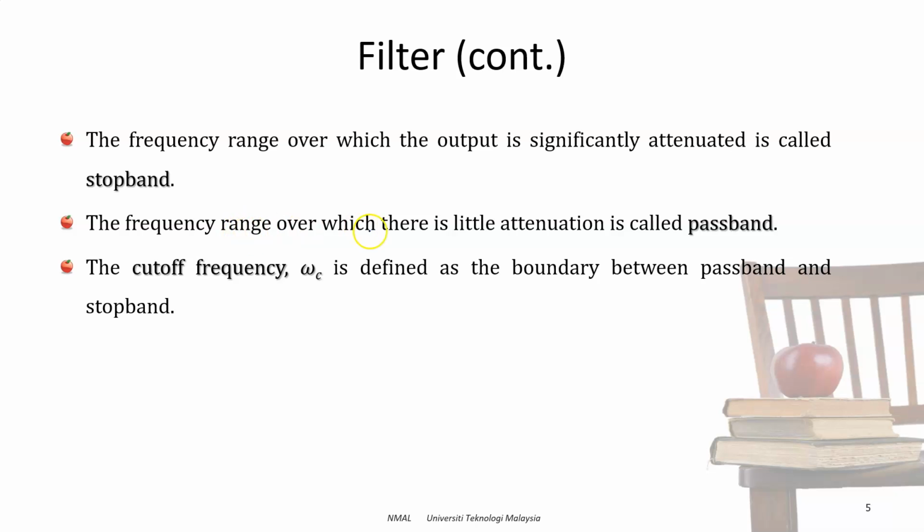Okay, within that frequency range, we call it stop band. And then the frequency range over which there is little attenuation is called pass band. Okay, it means that during the pass band range, there will be a little attenuation. The signal will be weakened a little. Okay, but then it can still go through that frequency range. The cutoff frequency omega c is defined as the boundary between pass band and stop band. Okay, basically the cutoff frequency is the frequency that determines whether the frequency after that, or before that, can go through that range or not. Okay, so that is a cutoff frequency.